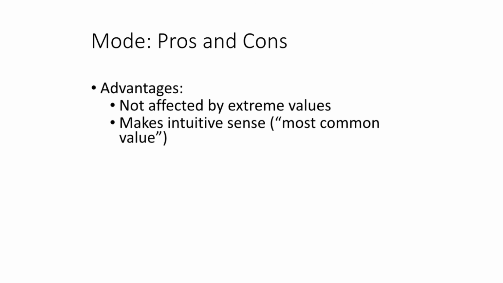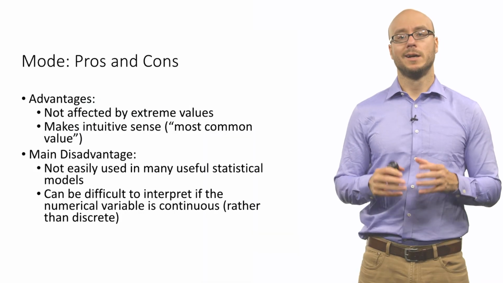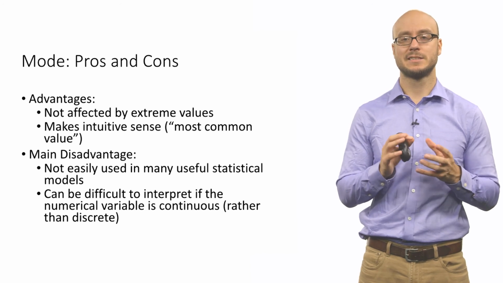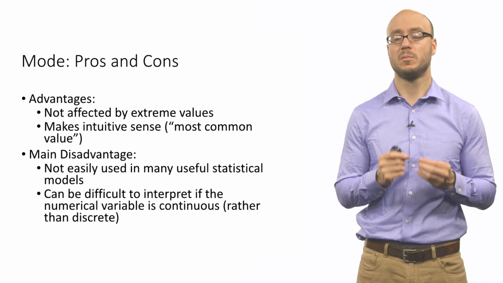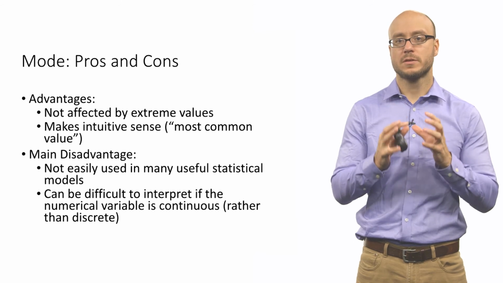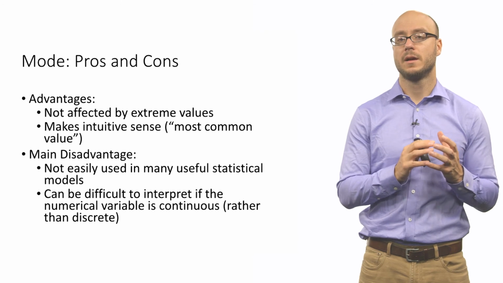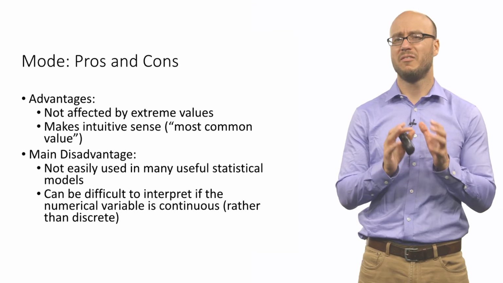Well, shouldn't the center part of the distribution be the most common value? Right? That's the mode. One disadvantage is that, similar to the median, it's somewhat difficult to incorporate into other statistical models. So when you see other statistical models used, typically they will be based on the mean, less commonly on the median, but very rarely on the mode, because the mode as a measure is kind of difficult to incorporate in other statistical models.